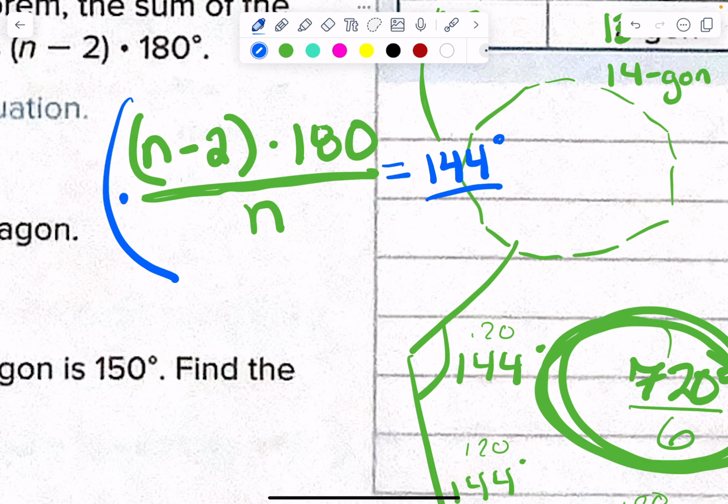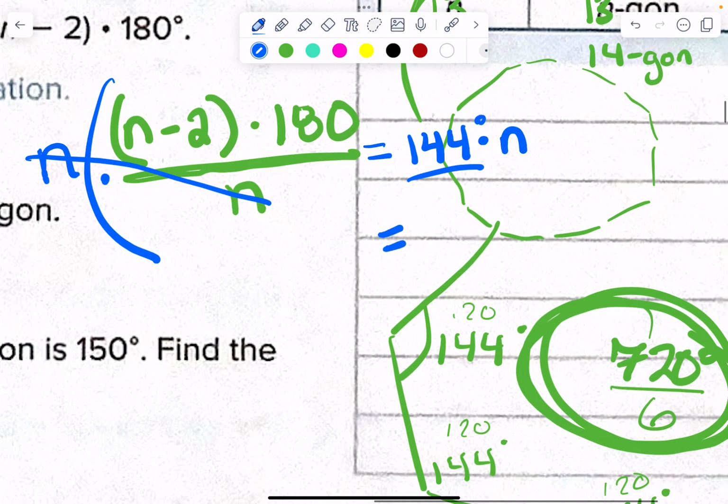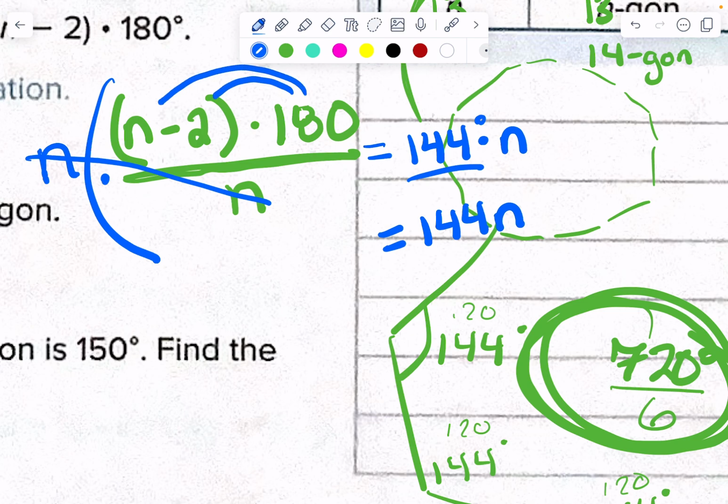So the first thing I'm going to do is multiply by n to get him gone to the other side. On the right side, I've got 144n is what I have for my algebra. Then I'm going to distribute this 180 through. So I've got 180n minus 180 times 2, which is 360.